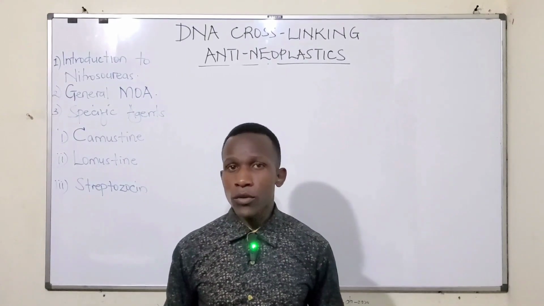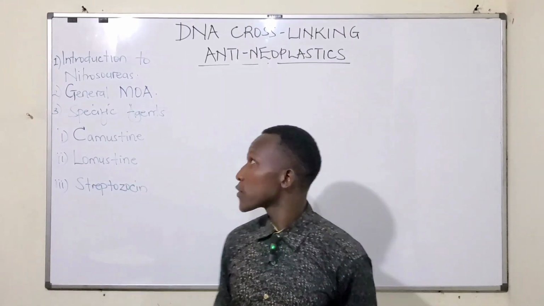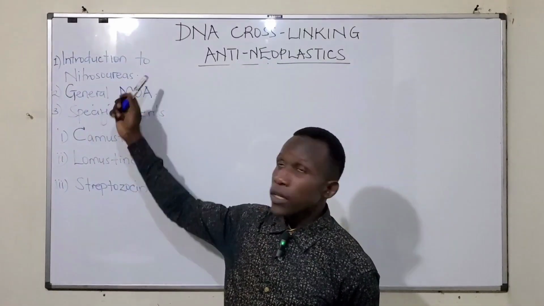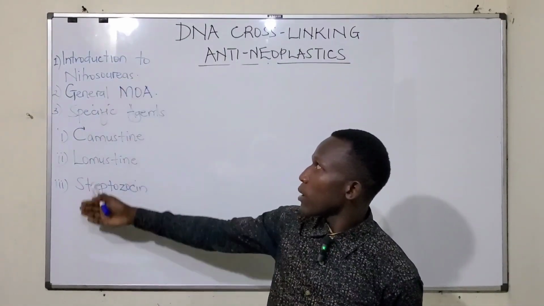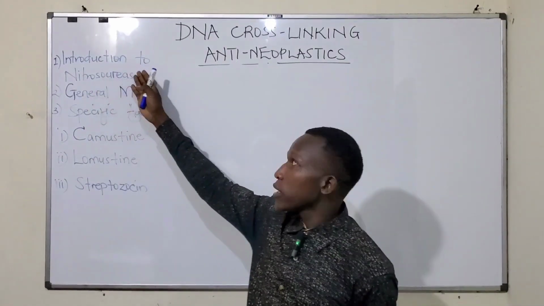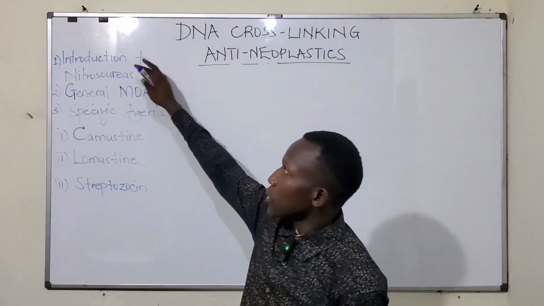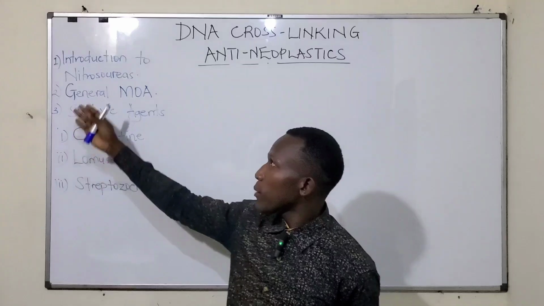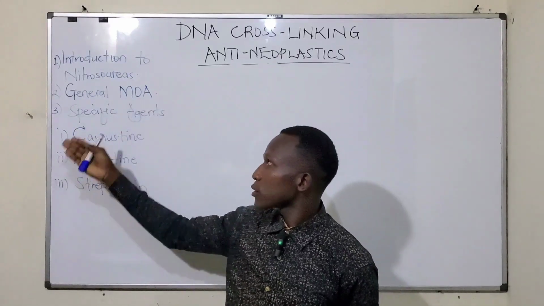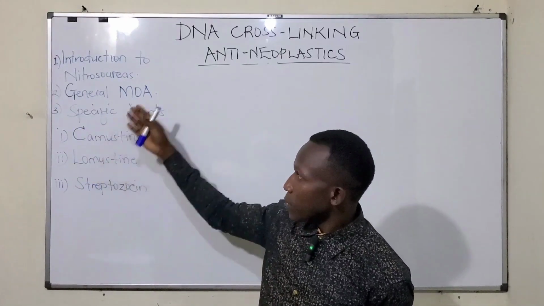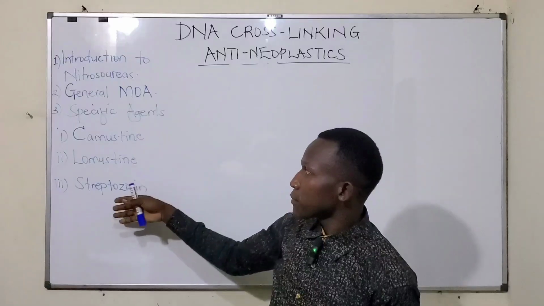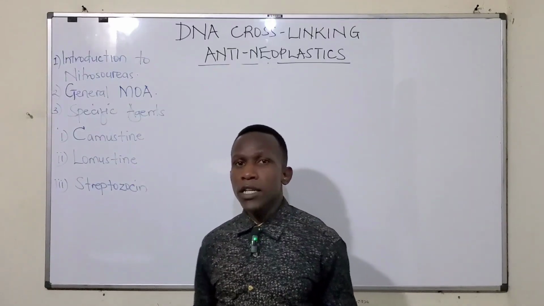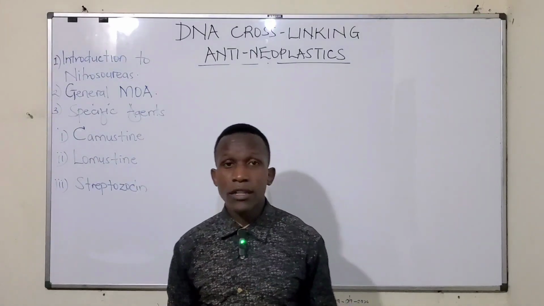We are still on the DNA cross-linking anti-neoplastics, but specifically we are on the nitrosoureas. Here is what we are going to talk about. We are going to introduce our nitrosoureas: what are they, briefly? Then we talk about the general mechanism of action. We talk about the specific agents, but specifically we're going to talk about these three. So the topic is not that broad, so we can begin now.